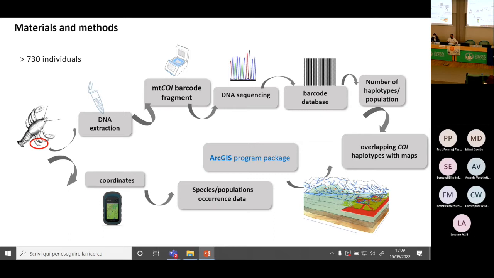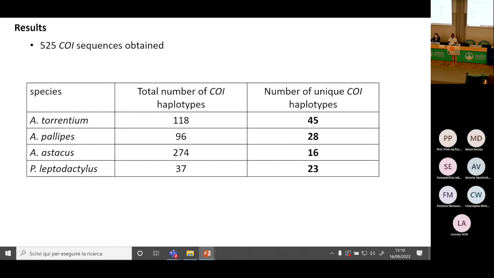And then we took our gadget into the lab and, using the ArcGIS program package, we prepared a layer with the distribution of populations. And finally, what I will show is that we overlap cytochrome oxidase haplotypes with the map of their distribution within Croatia. That brings us to the results.